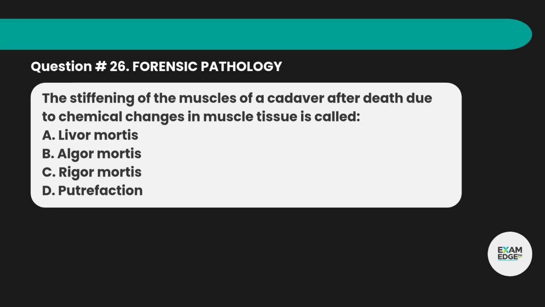Question number 26. Forensic pathology. The stiffening of the muscles of a cadaver after death due to chemical changes in muscle tissue is called: A. Livor mortis, B. Algor mortis, C. Rigor mortis, D. Putrefaction. Correct answer: C. Rigor mortis.